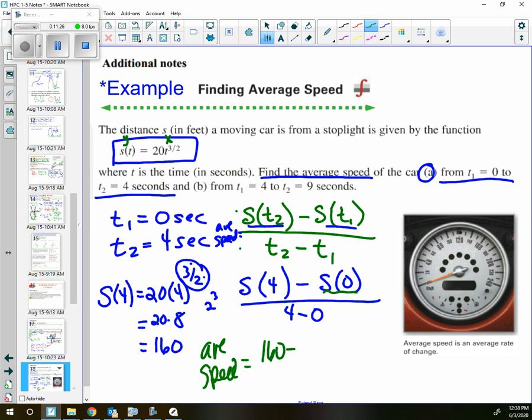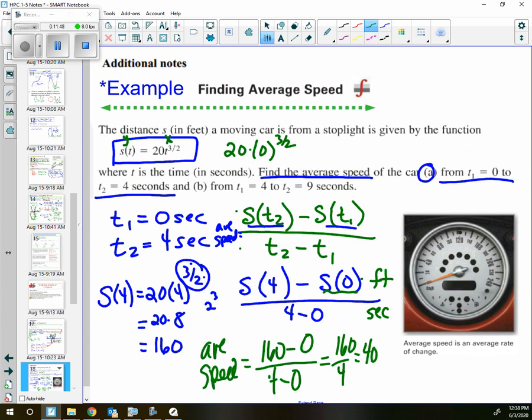If you plug 0 in for t, 20 times 0 to any power, well, 0 to any power is just going to be 0. 0 times 20, still 0. So that's going to be 0 over 4 minus 0, which would be 160 over 4, which is going to be 40. And let's think about what the units would be. Distance is in feet, and time is in seconds. So my average speed would be 40 feet per second.